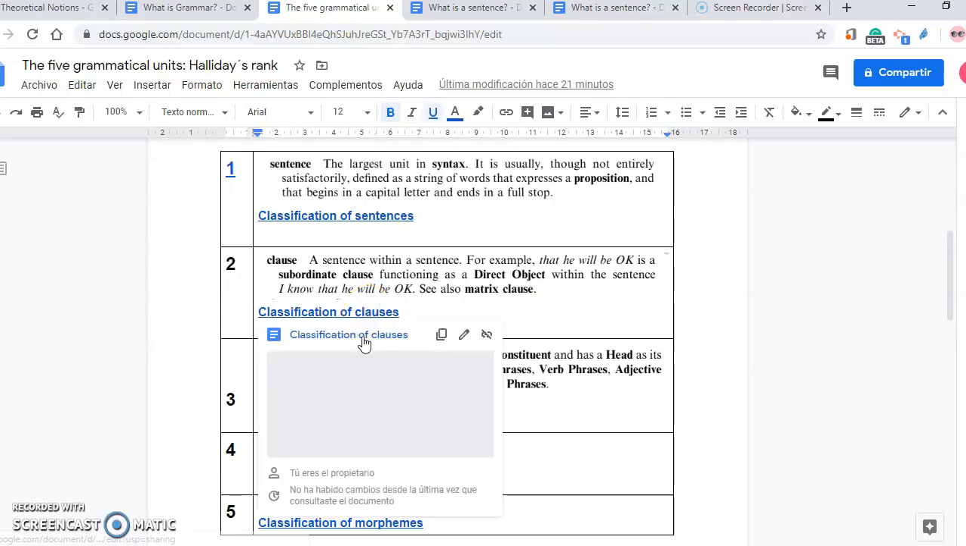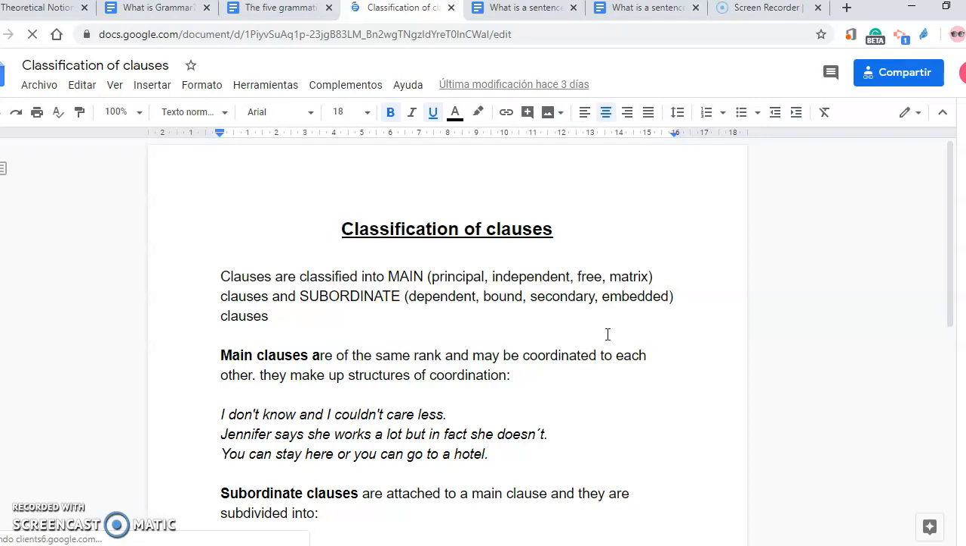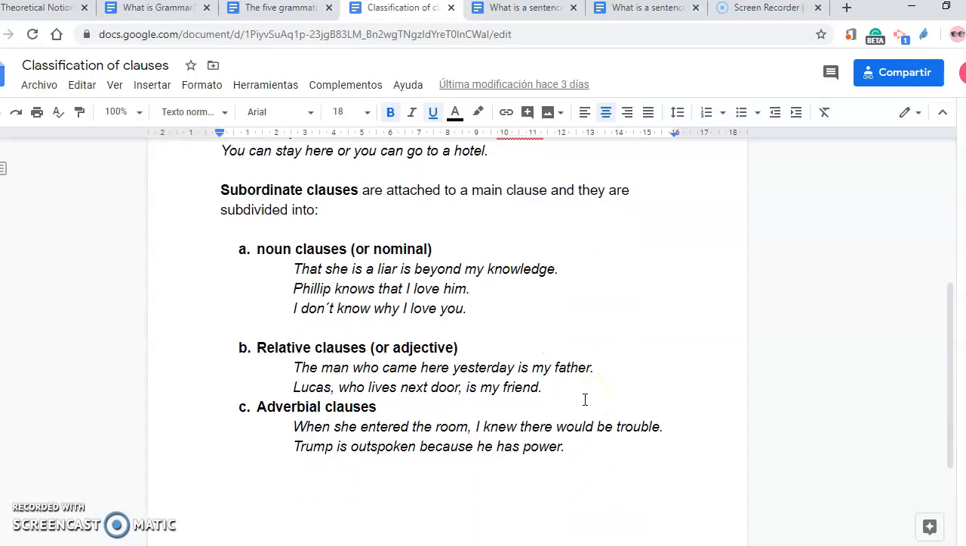Let's see, because clauses are classified. There is a classification of clauses. There are main clauses, in our case, the man is my brother, and subordinate clauses, in our case, that was dancing. So those are subordinate clauses. And later, after the winter break, we're going to see that there are different kinds of subordinate clauses, sorry. Noun clauses, relative clauses, and adverbial clauses.